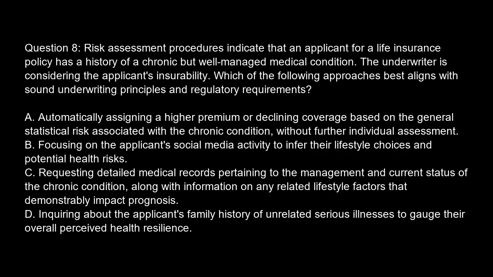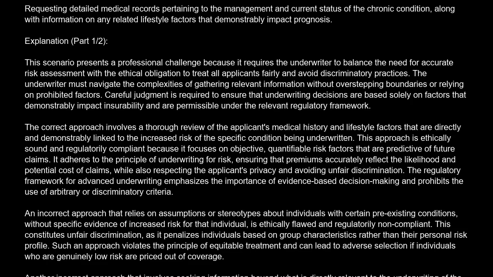Option C. Requesting detailed medical records pertaining to the management and current status of the chronic condition, along with information on any related lifestyle factors that demonstrably impact prognosis. Option D. Inquiring about the applicant's family history of unrelated serious illnesses to gauge their overall perceived health resilience. The correct answer is C.